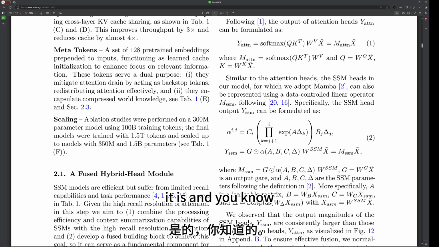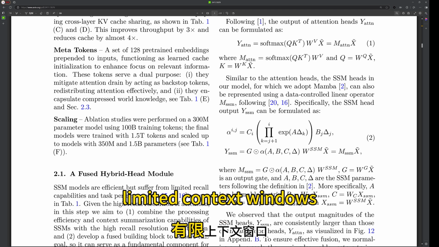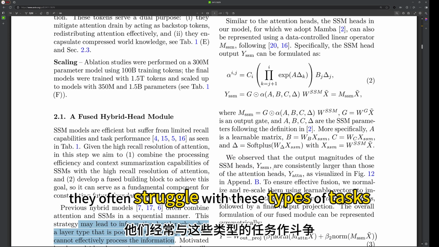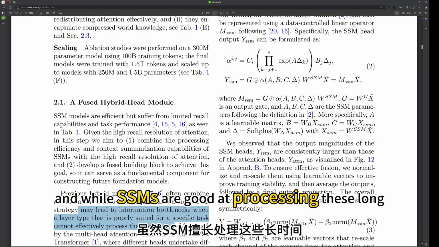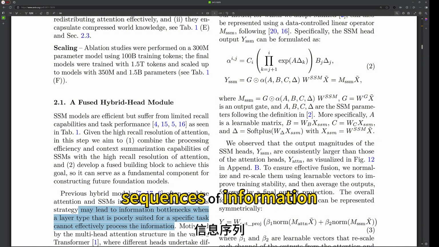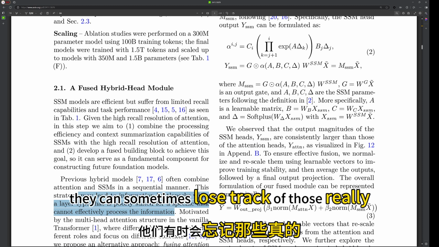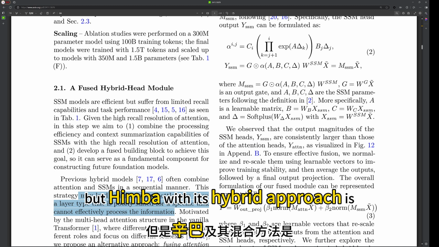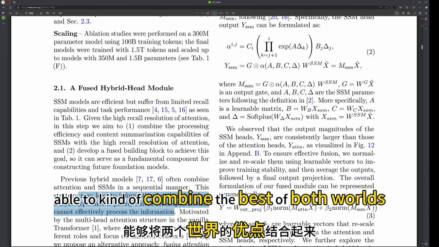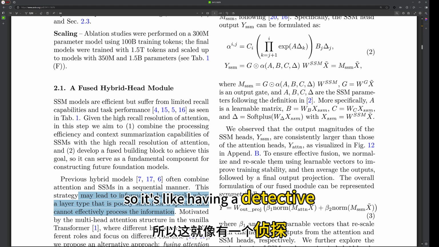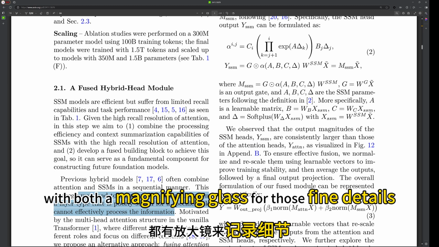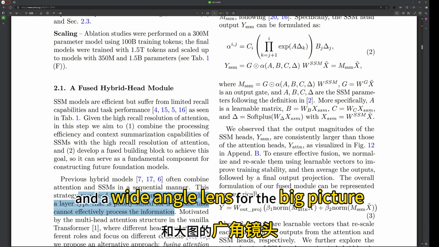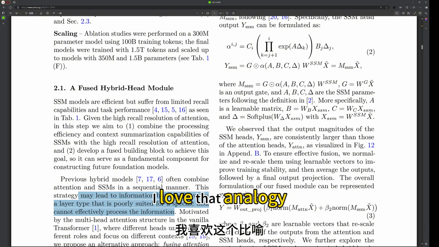It is. And traditional transformers with their limited context windows often struggle with these types of tasks. And while SSMs are good at processing these long sequences of information, they can sometimes lose track of those really crucial details. But Hymba, with its hybrid approach, is able to combine the best of both worlds. So it's like having a detective with both a magnifying glass for those fine details and a wide-angle lens for the big picture. I love that analogy.